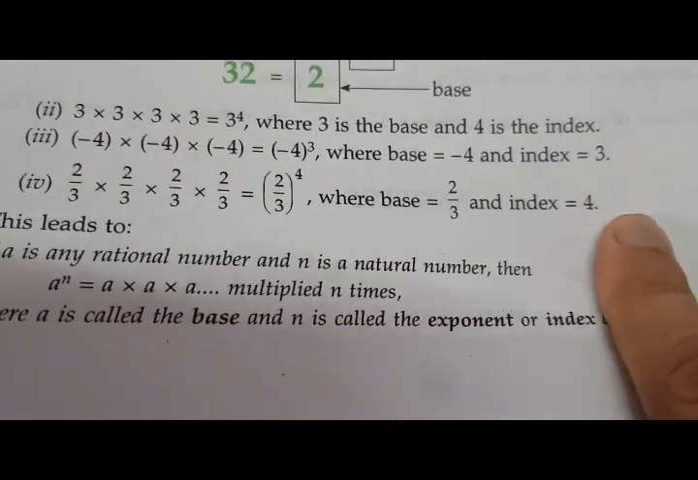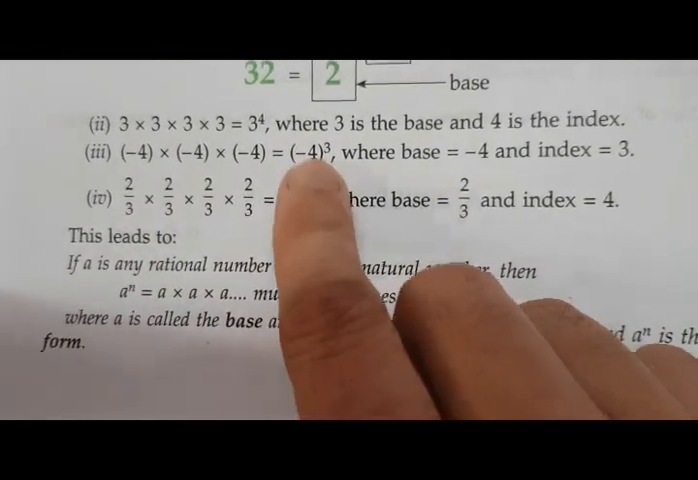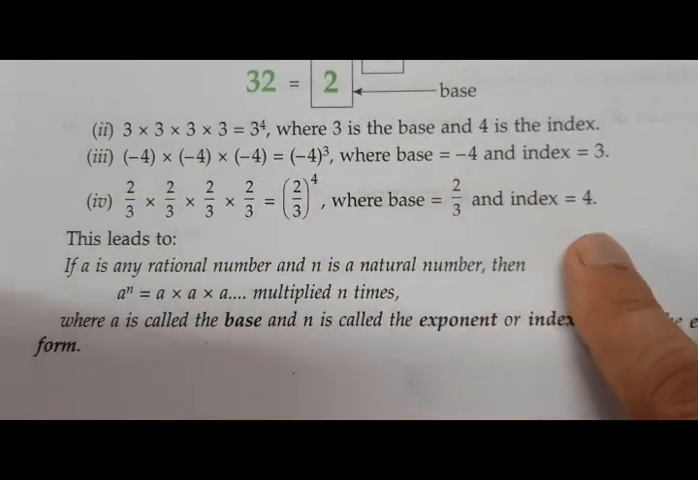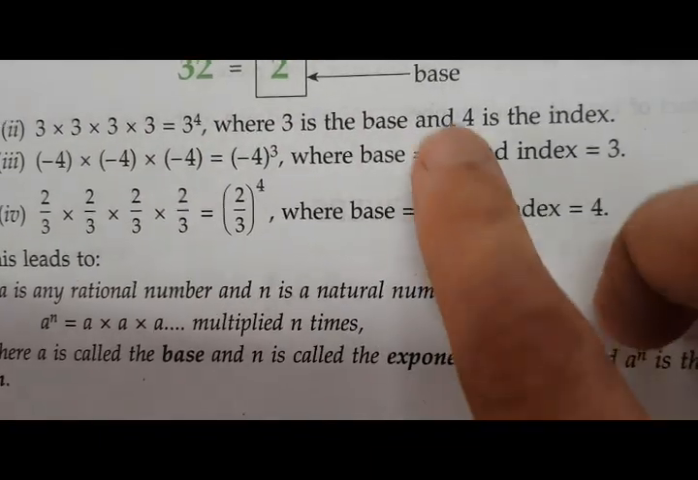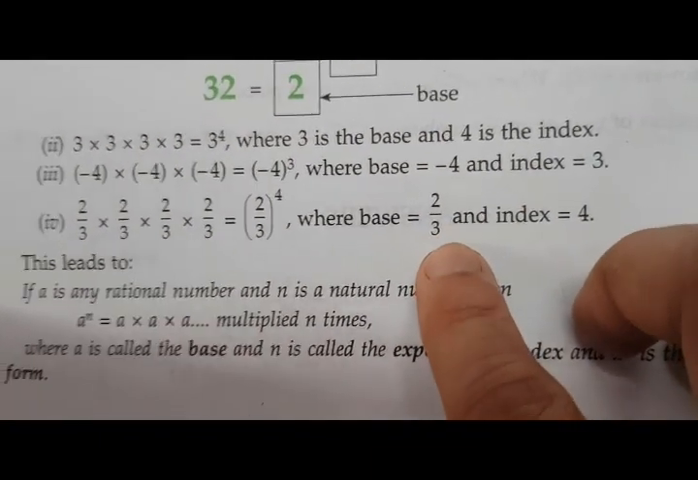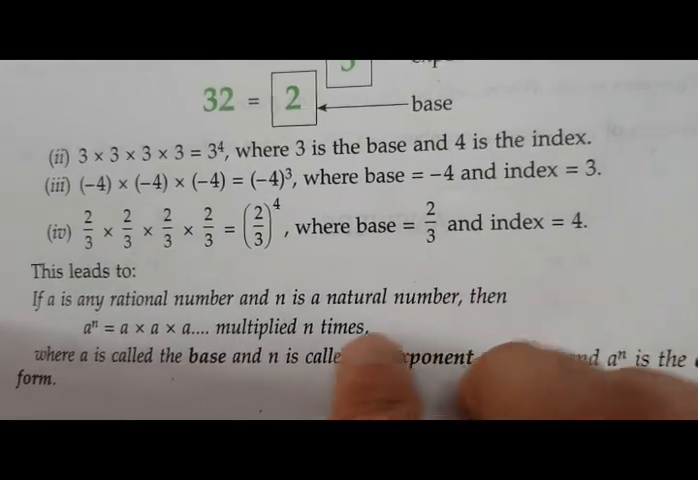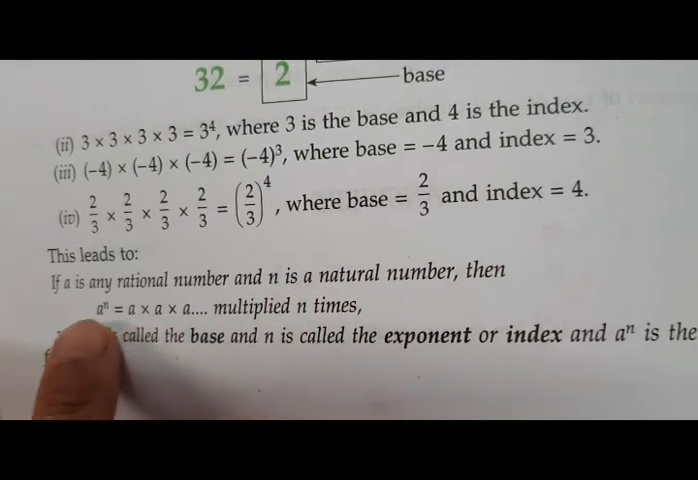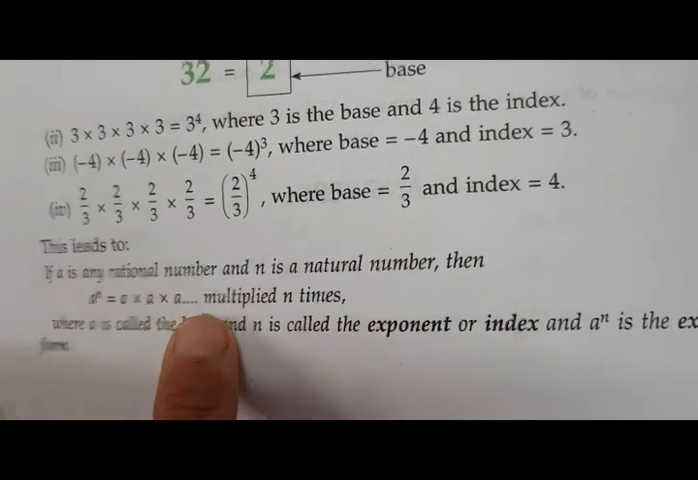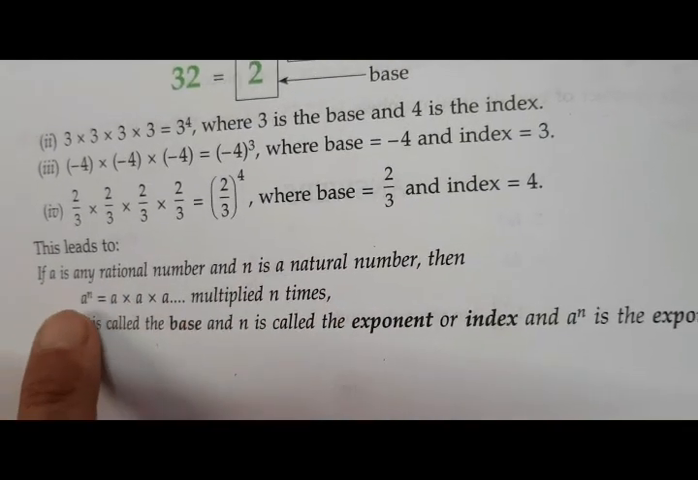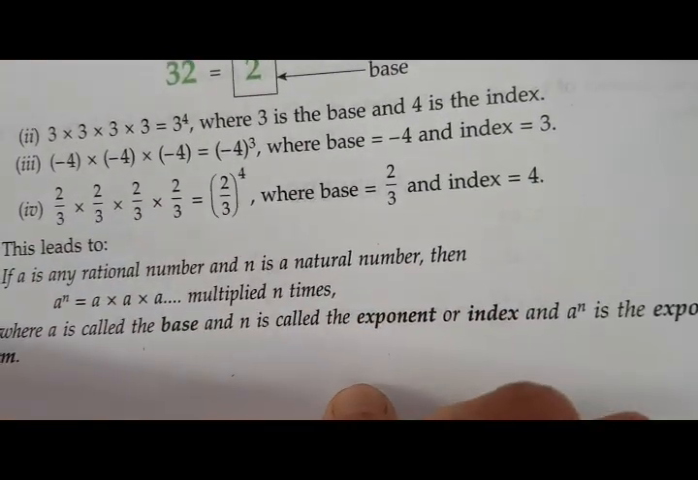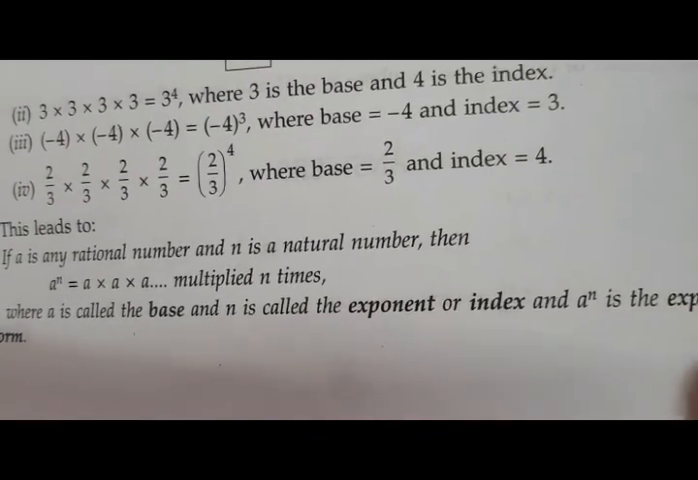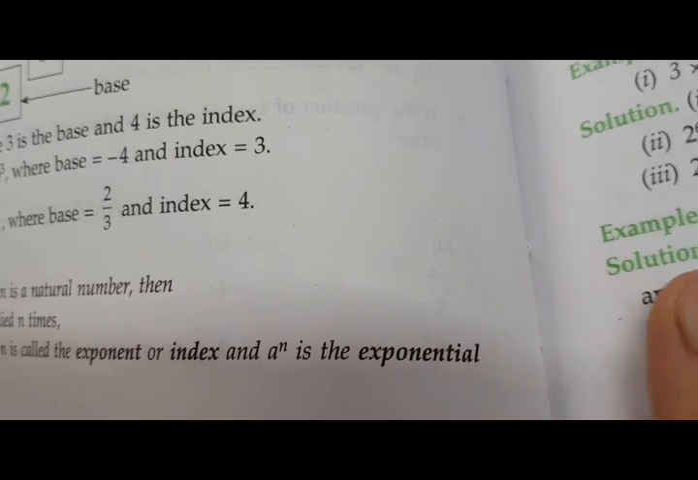2 upon 3 four times is given, so you will be writing 2 upon 3 to the power 4, where base is 2 upon 3 and index is 4. So the conclusion is, if any rational number, rational number means any number in the form of p upon q, where q is not equal to 0, and n is a natural number, then a to the power n means a into a into a multiplied n times. a can be any number, and n times means as many times it is going to multiply, where a is the base and n is the exponent or the index. a to the power n is the exponential form.